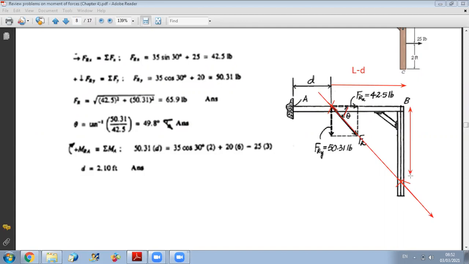So d prime is calculated simply by saying that d prime over L minus d is equal to tangent of theta. Okay, and that's it. We have done several problems of this sort, and the same method is repeated. So if you understand once how to do it, you can solve any problem of this sort.